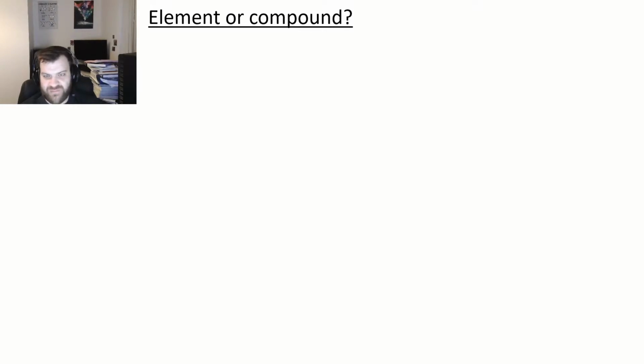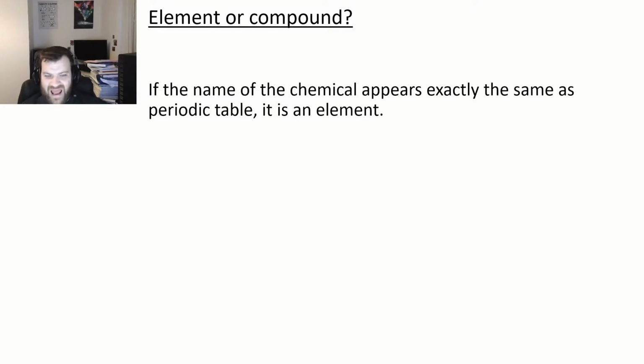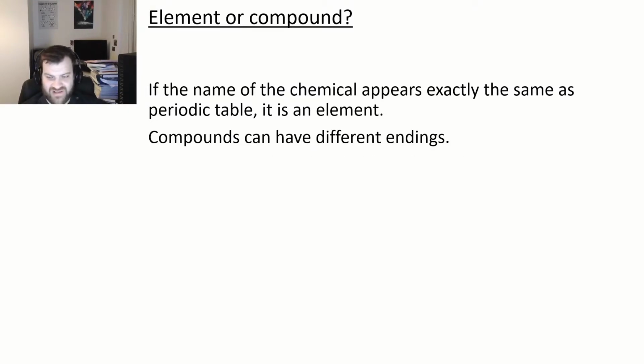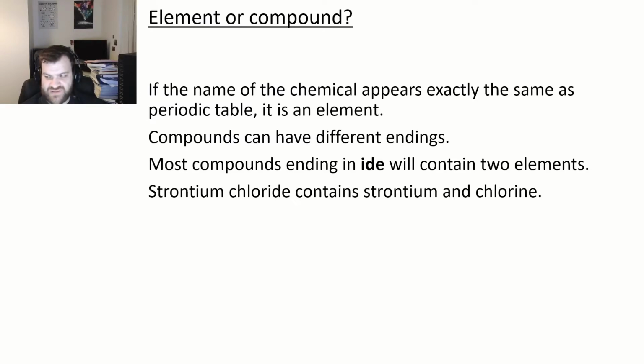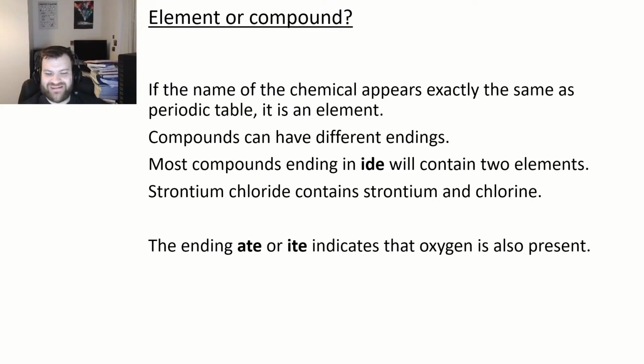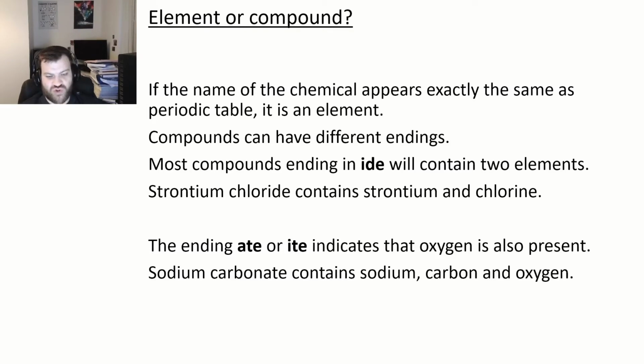Depending on whether we have an element or a compound, we will find the formula in different ways. If we find a chemical's name appears exactly in the periodic table, we've got an element. Compounds can have different endings to their names. If we have a compound ending in "ide", this will most probably contain two elements. Strontium chloride contains strontium and chlorine. If we have the ending "ate" or "ite", this indicates that oxygen is present as a third element within that compound. Sodium carbonate will contain sodium, carbon, and oxygen.